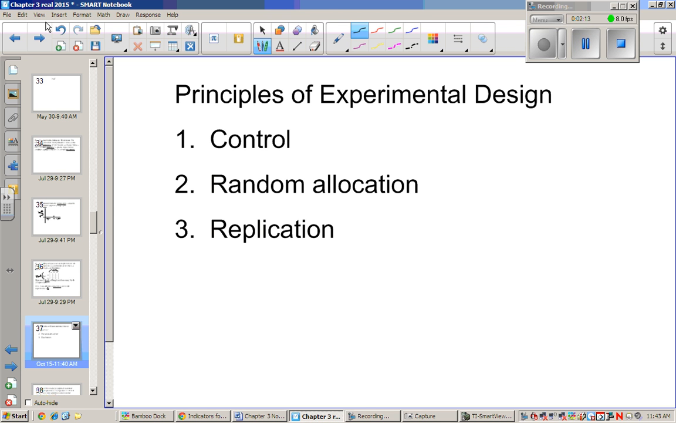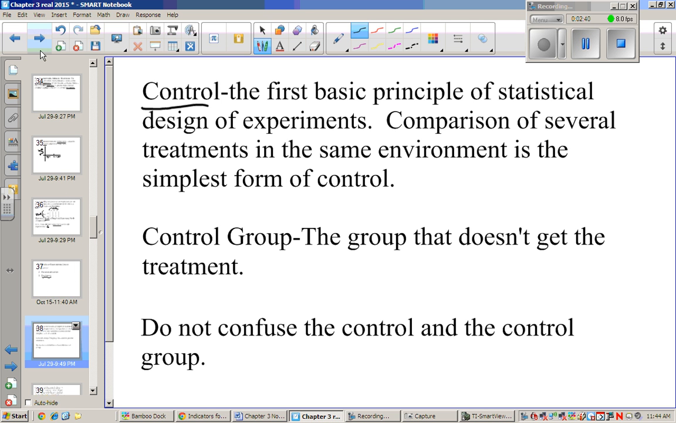Now, when looking at an experiment, there are some things that we need. It's good to have a control, something to compare the people to. We want to randomly allocate people to each treatment. And then we want to use enough people. We want to replicate the study enough times in order to see some validity in the experiment. And we'll talk more about each of those. The first one we're going to talk about is control.